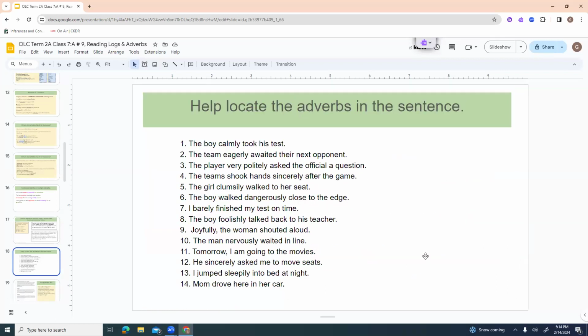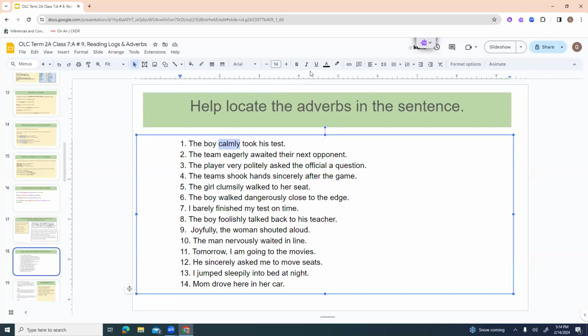So here are some sentences, and we're going to take a look, and you guys tell me or help me: where are the verbs? The boy calmly took his test. So boy's our subject, took is our verb, and calmly is coming right before it. The team eagerly awaited their next opponent. Well, that ly is always a trigger, right? It's normally an adverb when you see it. The player very politely asked the official a question. So politely is definitely an adverb, but did you notice very is an adverb as well, and it's modifying politely. The teams shook hands sincerely after the game.